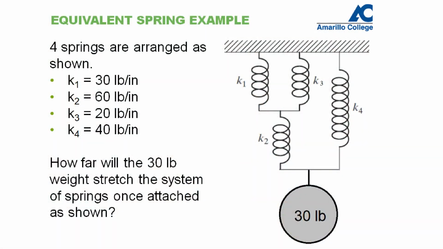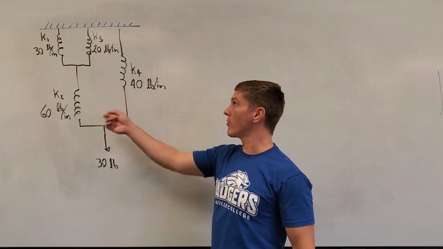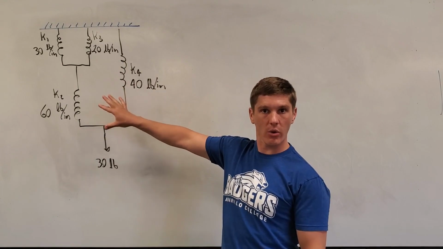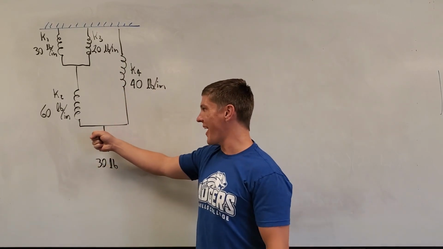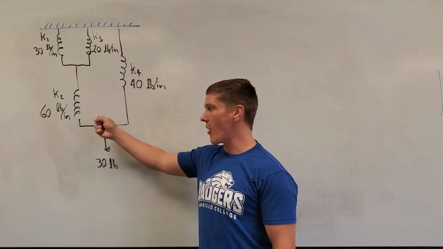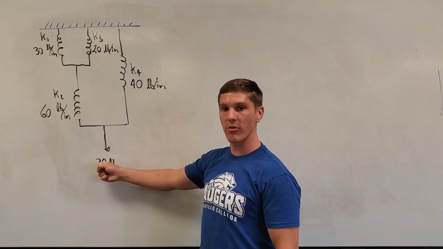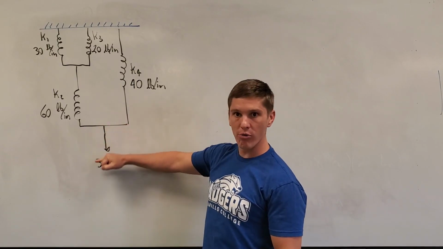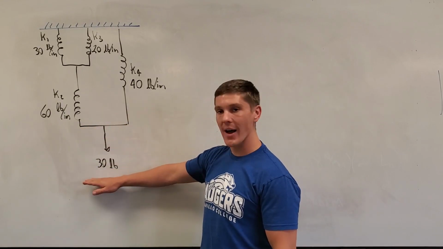The problem says that 4 springs are arranged as shown. How far will the 30-pound weight drop once attached as shown? So what we have here is a system of 4 springs arranged in this particular configuration, and then we're hanging a 30-pound mass. What we're really saying is we're just applying a 30-pound force downward at the bottom of these springs, and we're after how far this bottom displaces when we apply that 30 pounds.